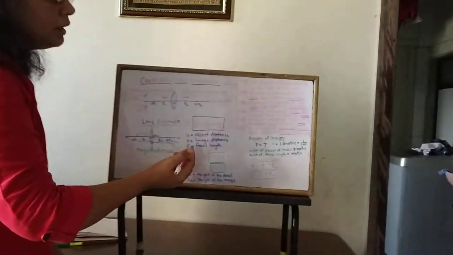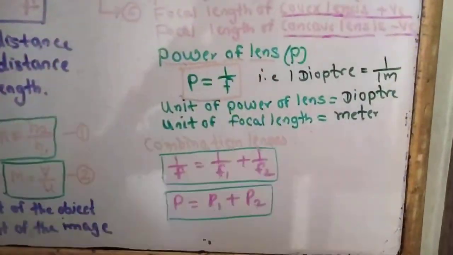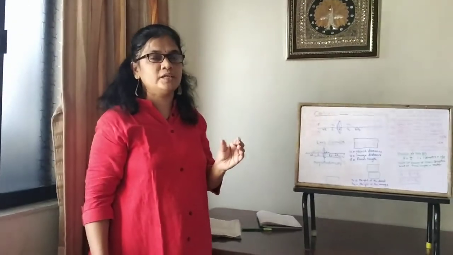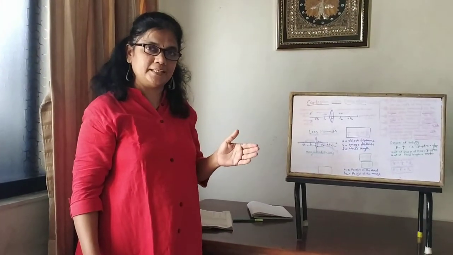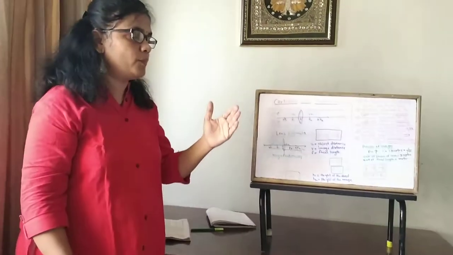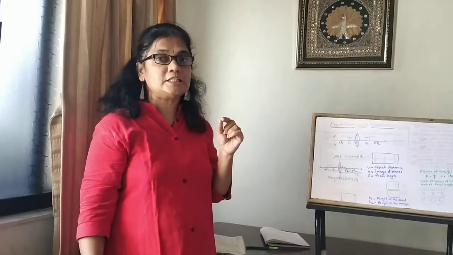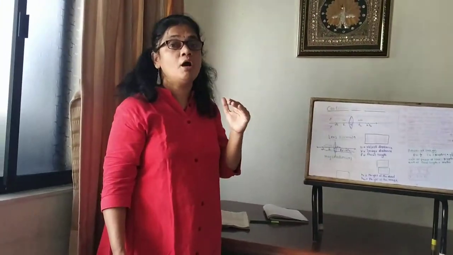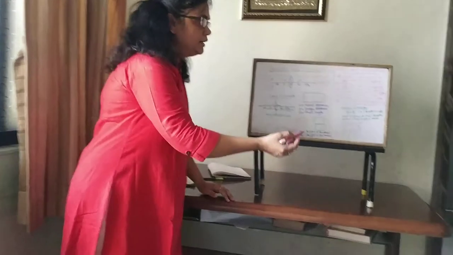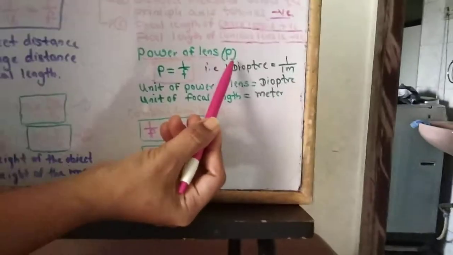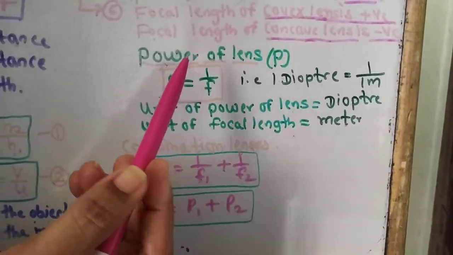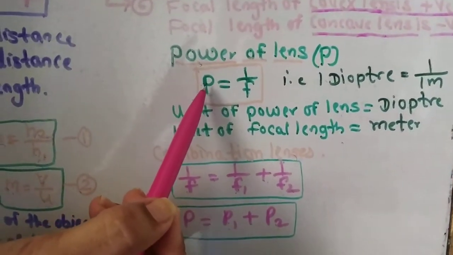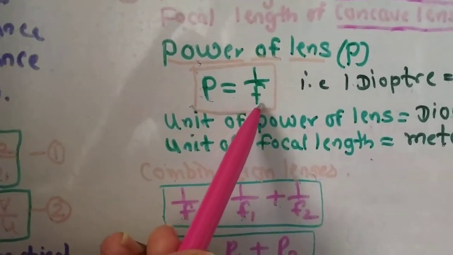Okay? The last one is the power of lens. What is the power of lens? The capacity of lens to converge and diverge the incident rays is known as the power of lens. The power of lens is denoted as a capital P, which depends on the focal length. The power of lens is a reciprocal of the focal length. That means P equal to 1 upon f.